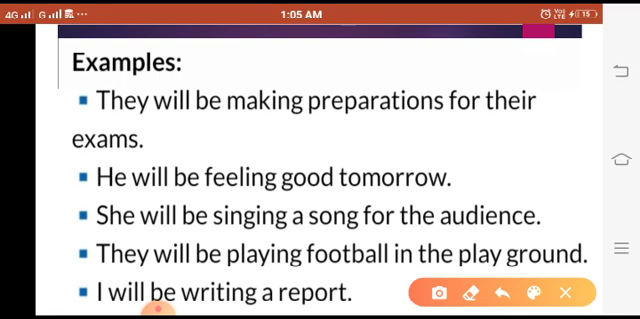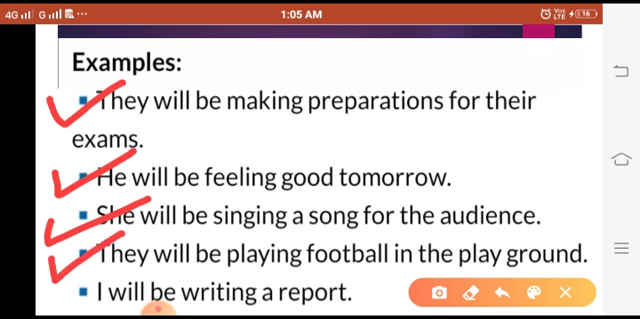First, they will be making preparations for their exams. He will be feeling good tomorrow. She will be singing a song for the audience. They will be playing football in the playground. I will be writing a report.